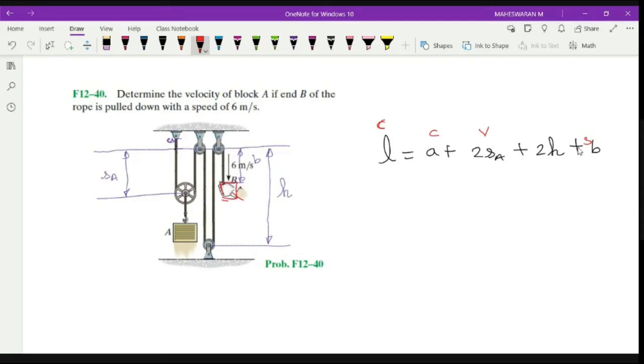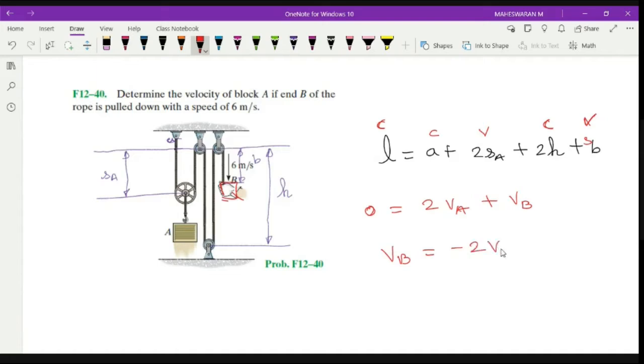So in that case, SB is also a variable here, right? And 2h is a constant. It is always constant, but this is fixed. Okay, so when I differentiate this, what will I get? I will get 0 is equal to 2 VA plus VB.